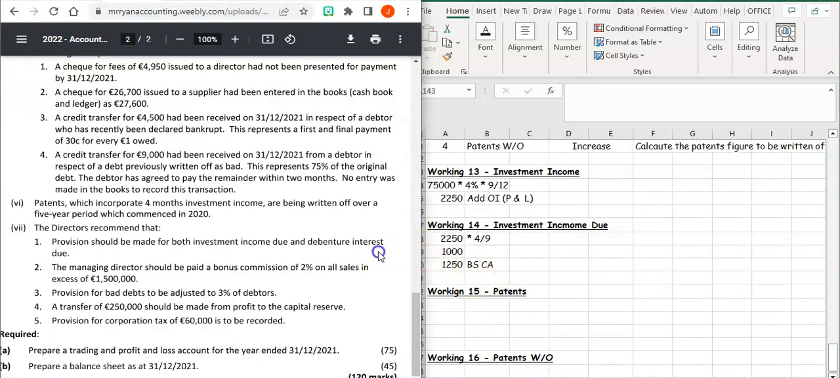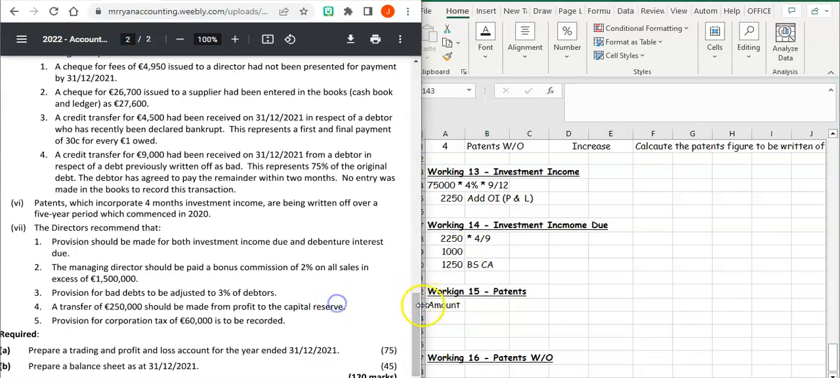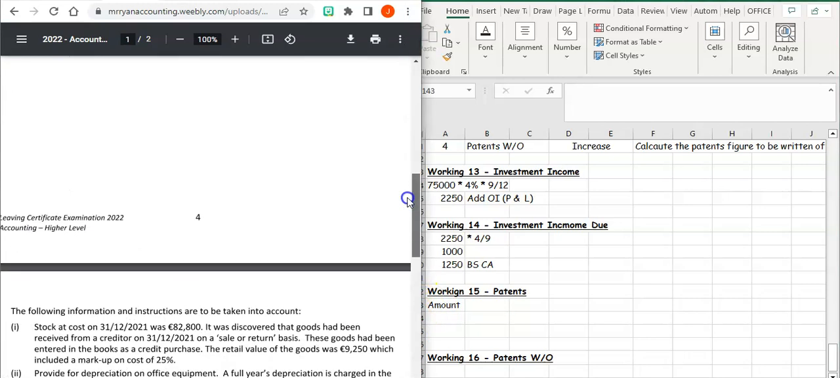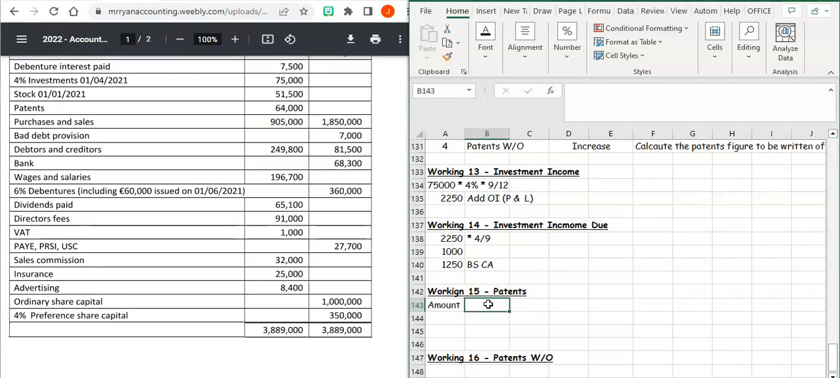So the next part now is to take this 1,000 out of our patents. So our patents, the amount that we have, that's going to be taken from the trial balance, is 64,000. Now, just remember with this. Okay, so patents, so I'll do a T account here for you. I'll make this a bit bigger.